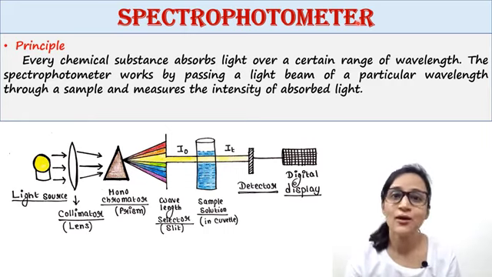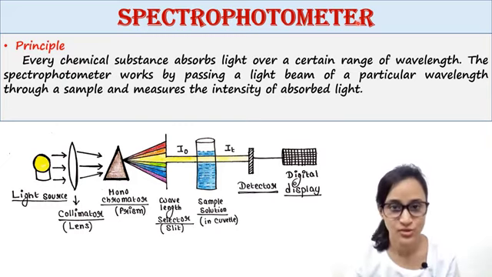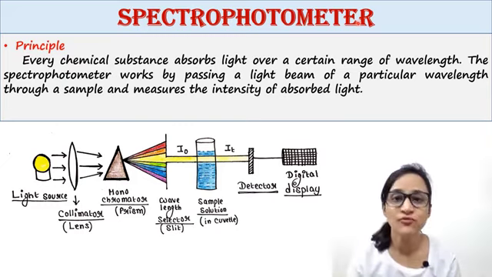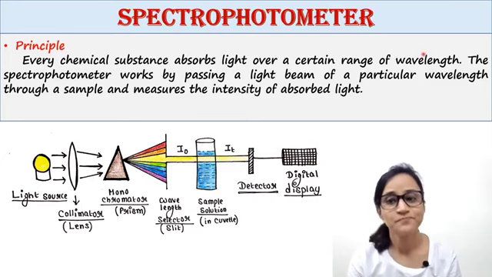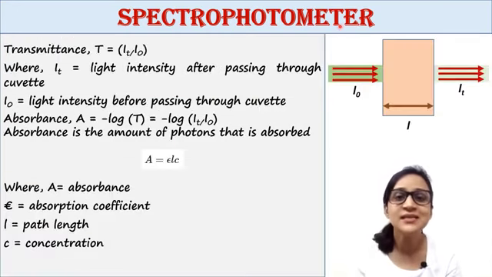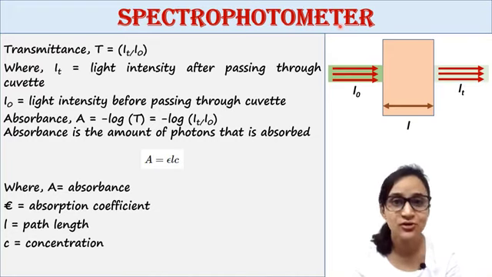So based on your sample, you can select the wavelength in the instrument, and the wavelength will be selected by the wavelength selector that will pass through the sample. And now we will see the calculation part, or how the spectrophotometer measures the concentration of your sample.